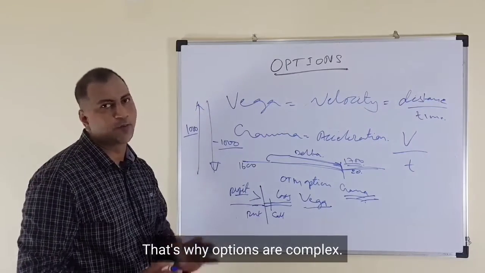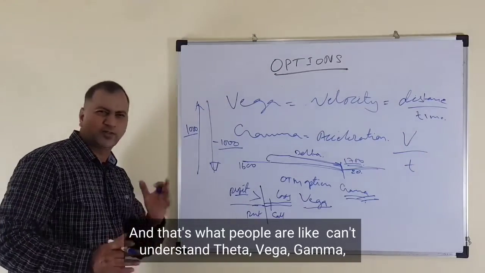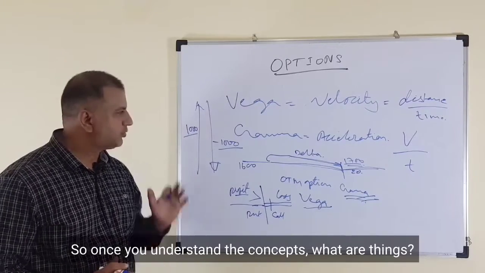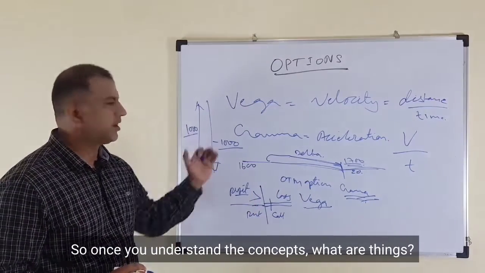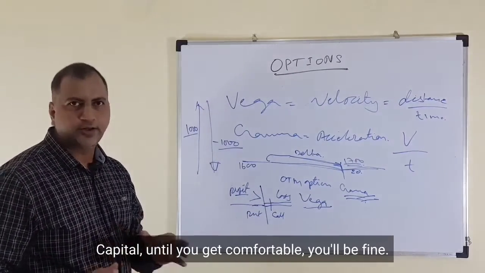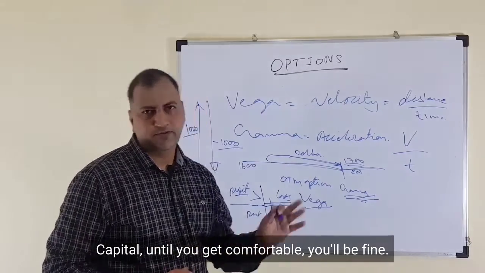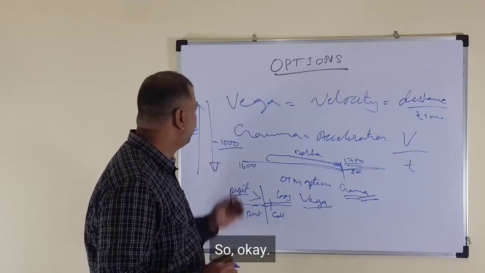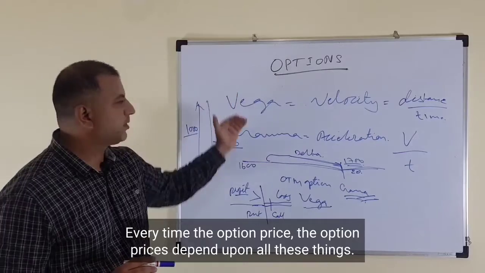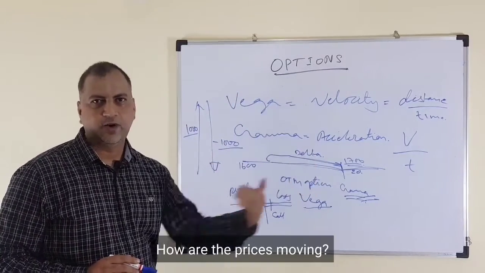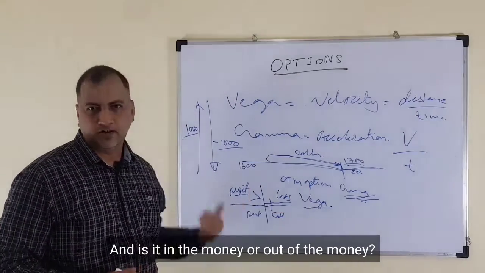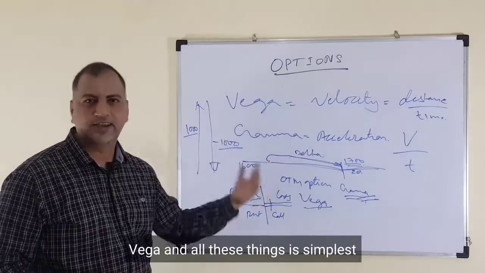That's why options are complex, and that's why people say, nahi yaar, wo samajh mein nahi aata, theta, vega, gamma and all. But it's actually not that difficult. Once you understand the concepts, even if you don't fully understand, if you start trading slowly with limited capital until you get comfortable, you'll be fine. So these are the Greeks. The option prices always depend on all these things: where is the strike, how are the prices moving, where is the expiration, and is it in the money or out of the money, with delta, gamma, vega and all these things in place.